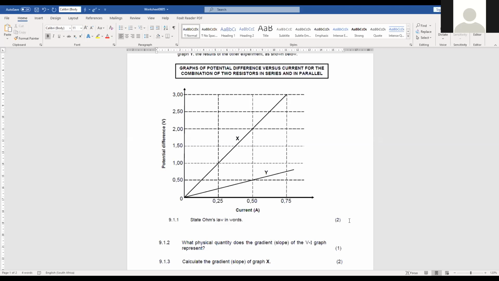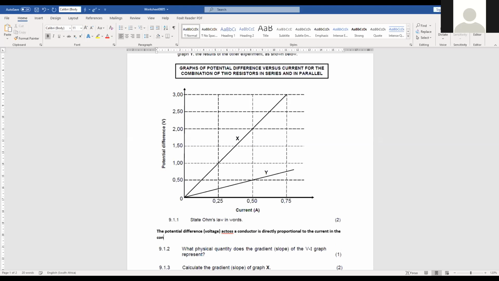So then they give us this graph, and the first question they ask us is to state Ohm's law in words. So you just need to say that the potential difference or voltage across a conductor is directly proportional to the current in the conductor at constant temperature. And probably the most important part of that sentence is the constant temperature bit.